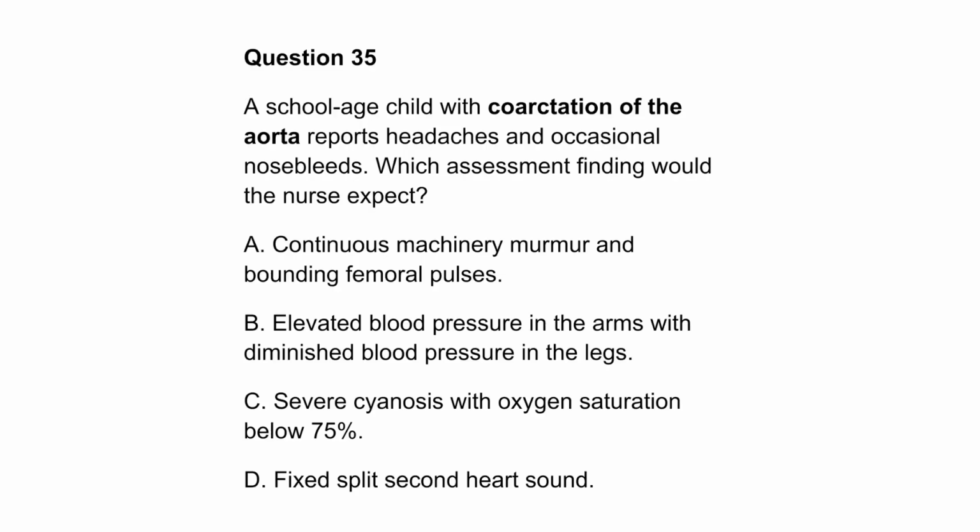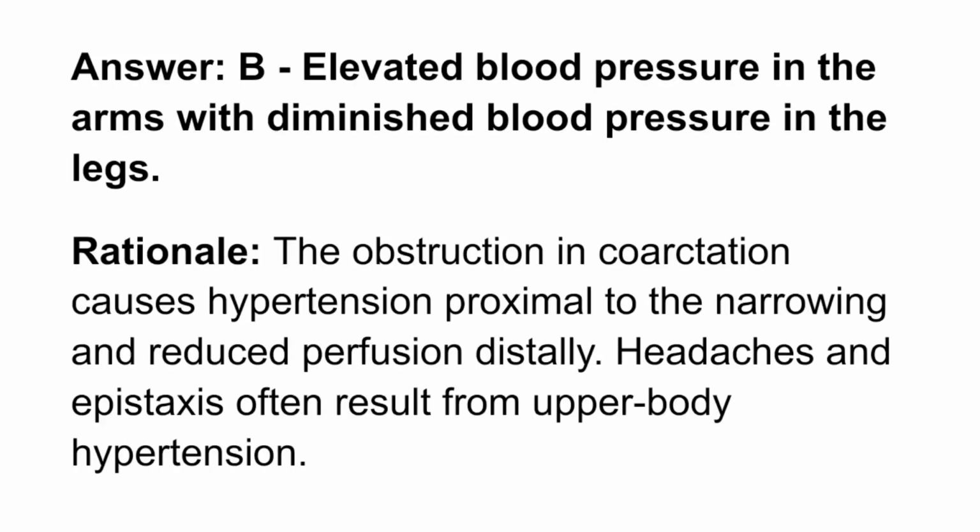C. Severe cyanosis with oxygen saturation below 75%. D. Fixed split second heart sound. Answer: B. Elevated blood pressure in the arms with diminished blood pressure in the legs. Rationale: the obstruction in coarctation causes hypertension proximal to the narrowing and reduced perfusion distally. Headaches and epistaxis often result from upper body hypertension.